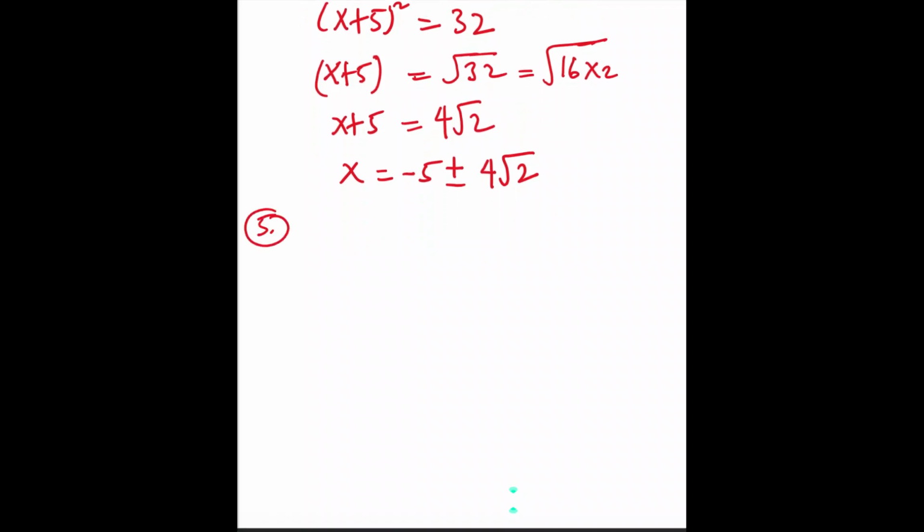I'm going to put one for you. You can try this one for practice. We have 3x squared minus 6x plus 1 equals 0. You can try that for practice and see if you understand the concept of completing the square.